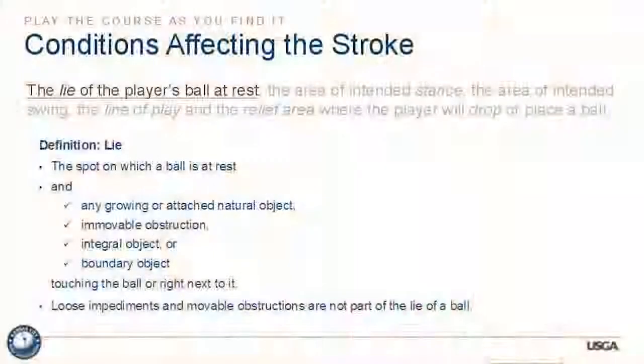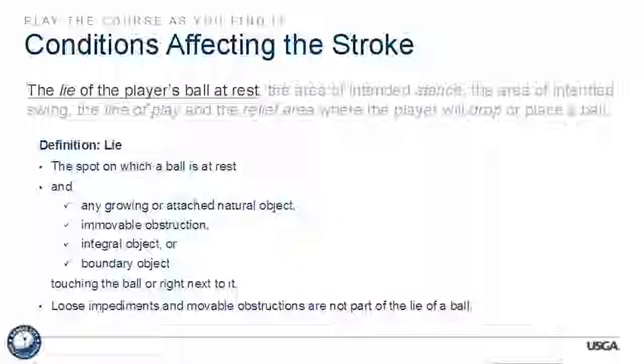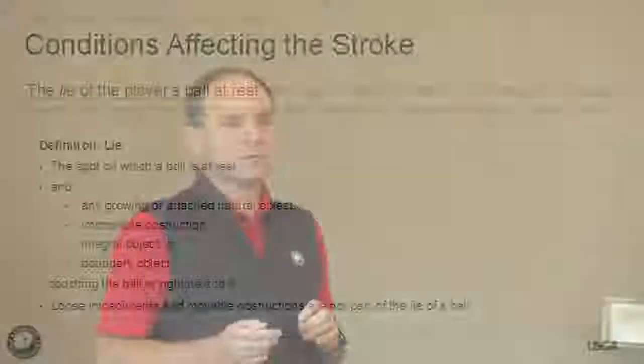A lie refers to now the spot on which the ball is at rest and any growing or natural object, movable obstruction, integral or boundary object touching the ball or right next to it. The lie of the ball is a very inclusive area now. It's not just where your ball is. Okay? Loose impediments and movable obstructions are not part of the lie of the ball. We can get those out of the way. So they are not considered a part of the lie of the ball.